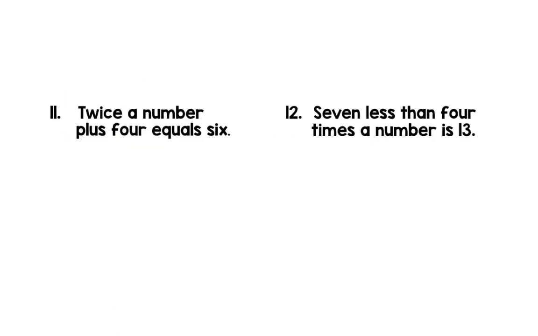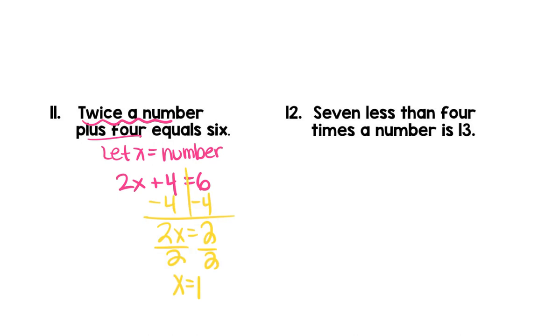Okay, now let's practice some word problems. Okay, twice a number. So you're going to let x equal your number, your unknown in the situation. Twice that is going to be 2x plus 4 equals 6. Then you can solve from there. X equals 1. I always say if the problem is in words, then your answer has to be in words. So you can just write the number is 1.